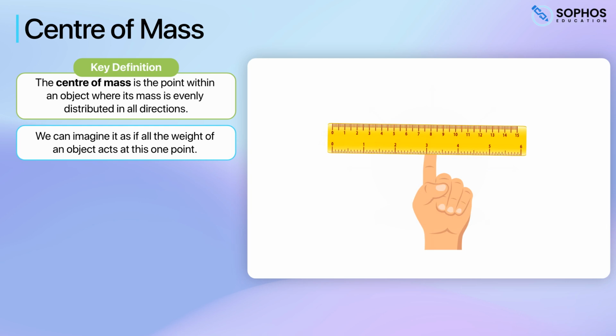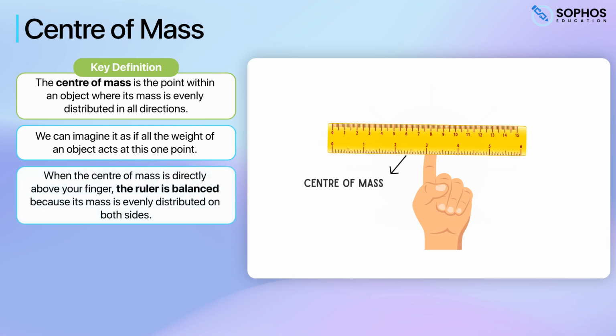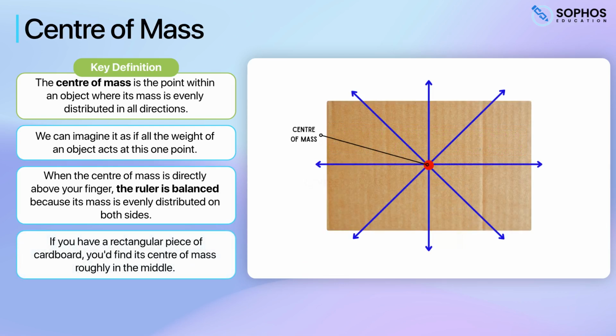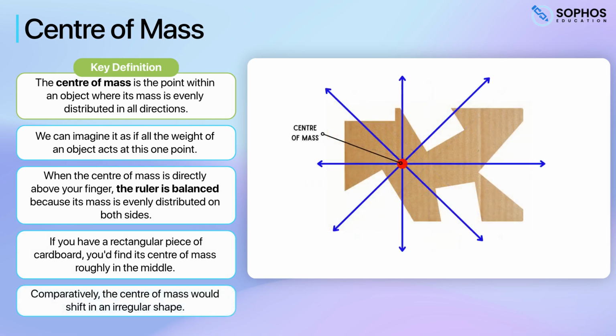To do this successfully, you need to find the ruler's center of mass. When the center of mass is directly above your finger, the ruler is balanced because its mass is evenly distributed on both sides. This concept helps us understand stability and balance in objects. For instance, if you have a rectangular piece of cardboard, you'd find its center of mass roughly in the middle. But if you cut an irregular shape out of it, the center of mass would shift.